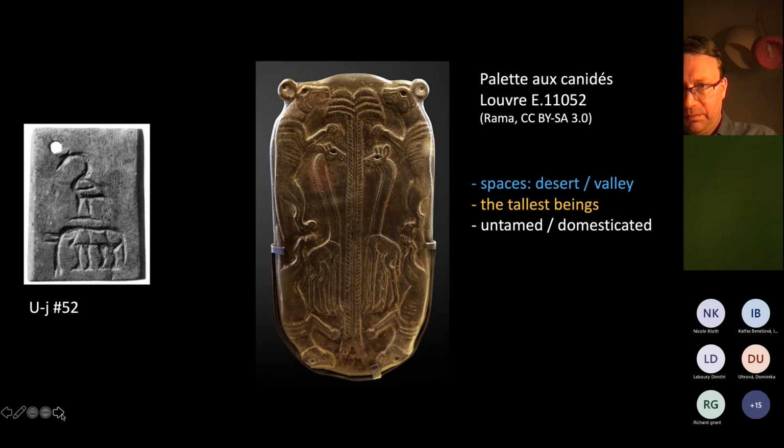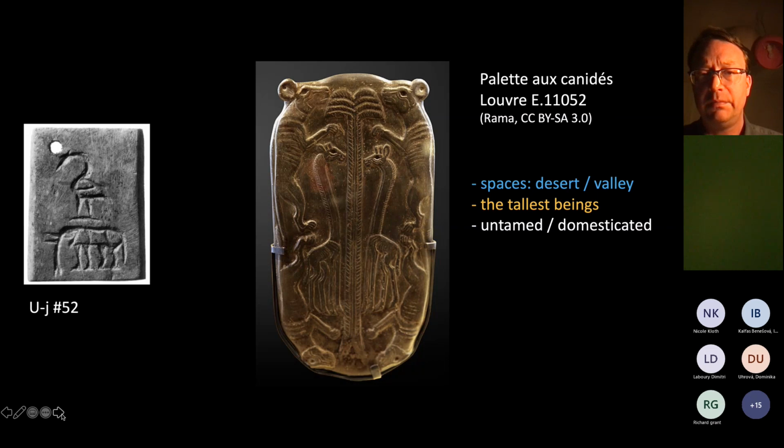There's this beautiful palette from the Louvre, which shows a palm tree surrounded by two giraffes. It's a common motif at the time. We would have shown 15 different objects with that. And so how does this work? Well, probably we have to think that these, it's entirely unnaturalistic, of course. These two types of beings belong to different spaces. The palm tree lives in the valley, and the giraffe lives in the desert. So you couldn't find them next to each other in real life.